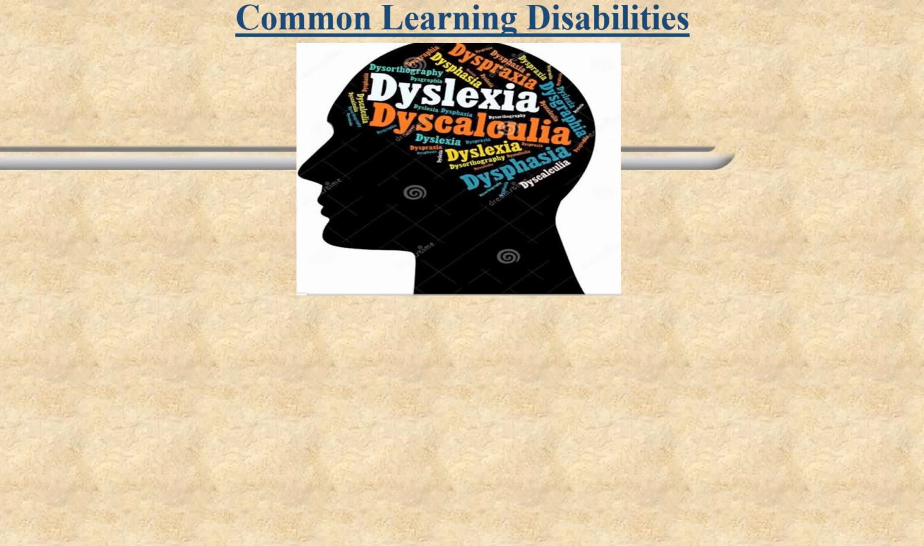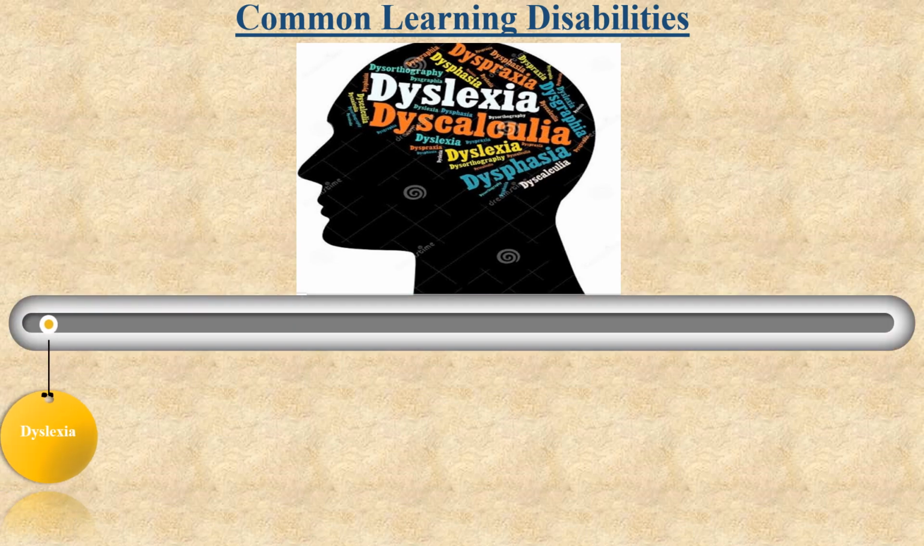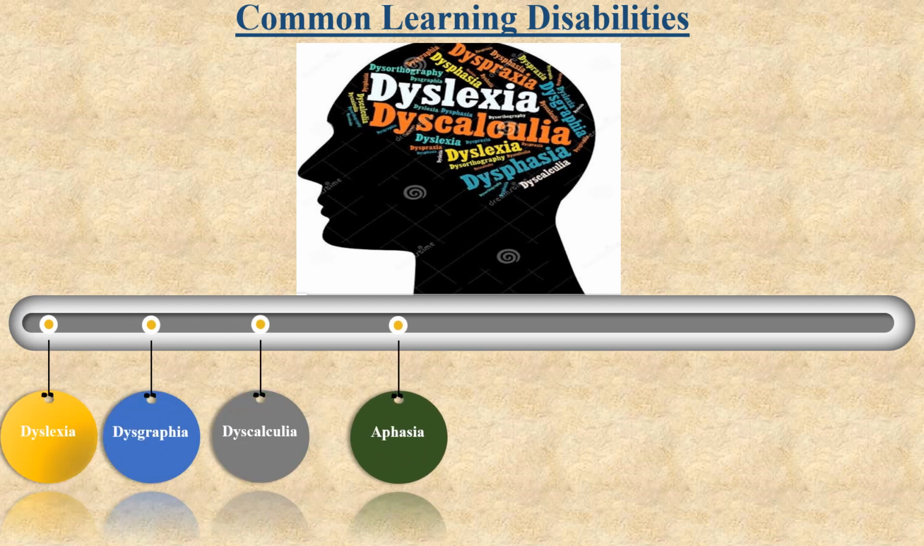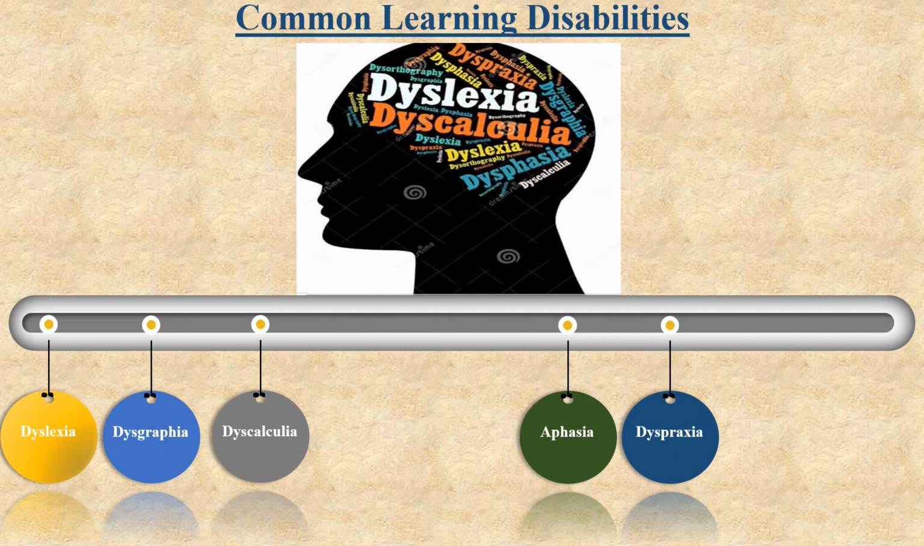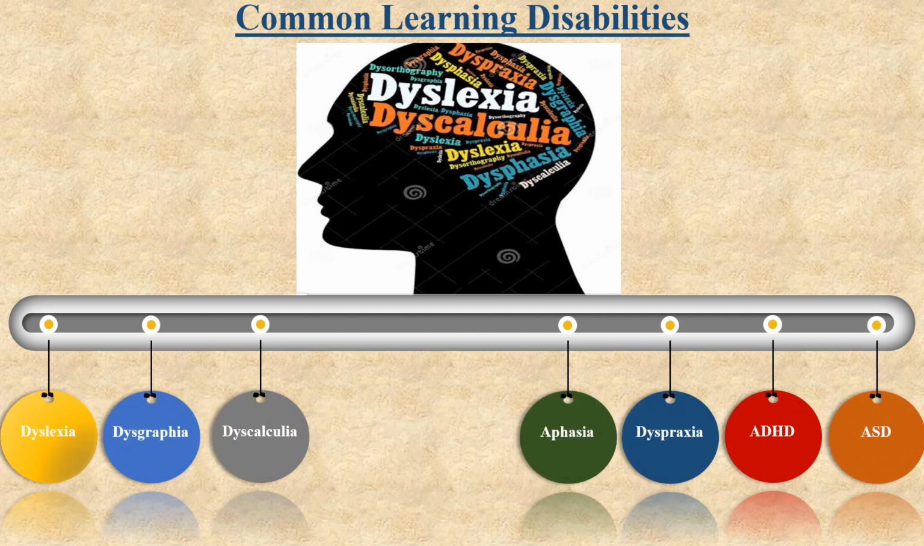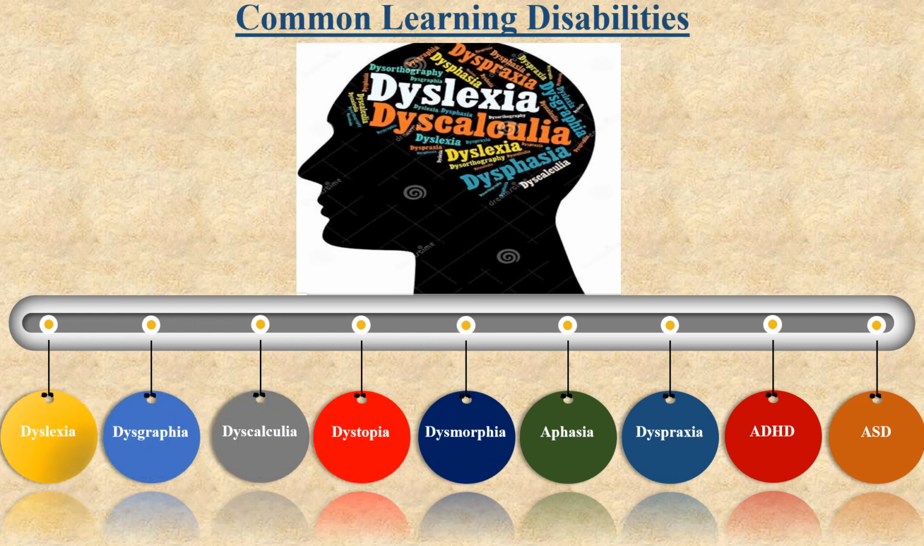Now we will see what are the various types of common learning disabilities. First is dyslexia, second is dysgraphia, third is dyscalculia, fourth is aphasia, fifth is dyspraxia, sixth is ADHD, or we can say attention deficit hyperactivity disorder, and seventh is ASD, and the last, eighth, is dysmorphia. So these are the various types of learning disabilities that have been shown in the diagram. Now we will discuss these learning disabilities one by one.